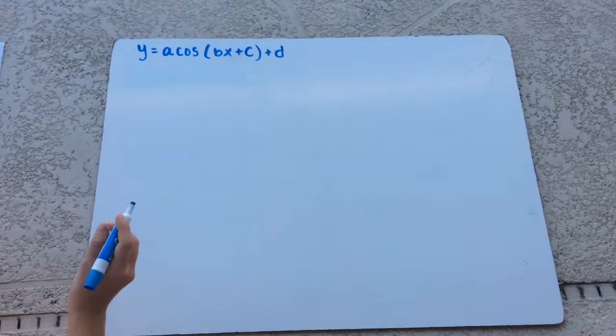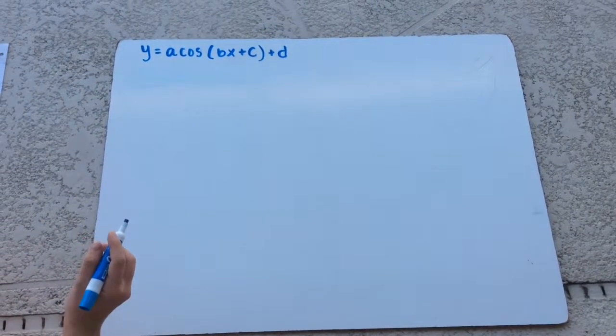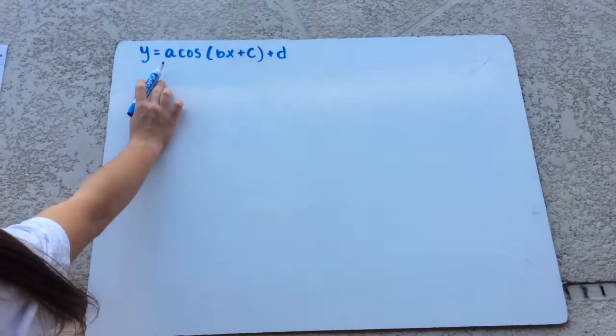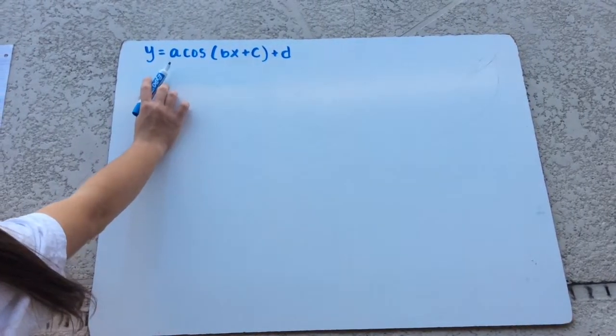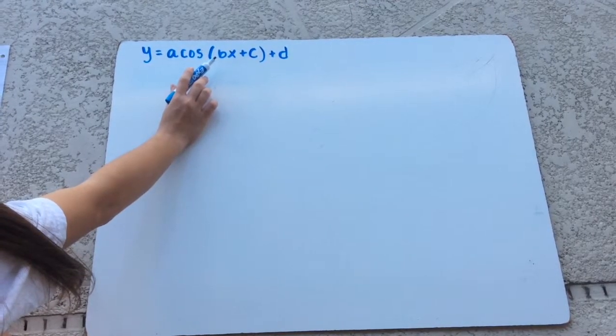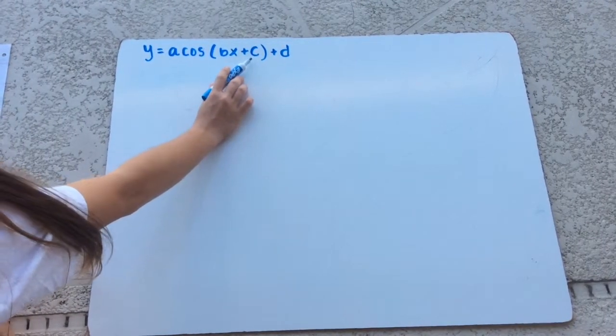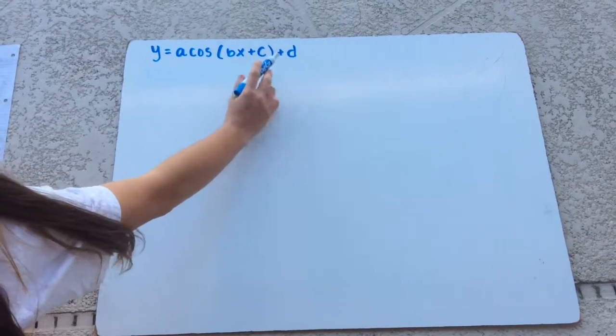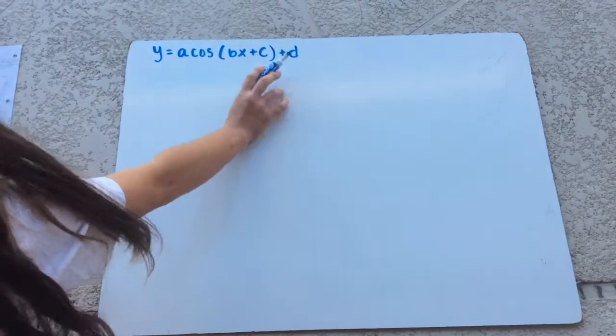A typical function for a cosine graph follows the model. A demonstrates vertical expansion or compression. B demonstrates horizontal compression or expansion. C demonstrates left or right translation. And D shows up or down motion.